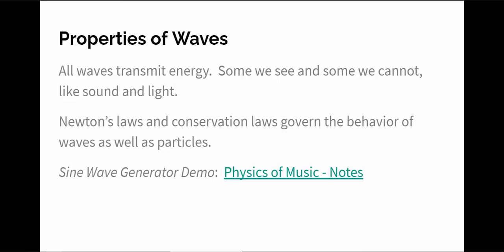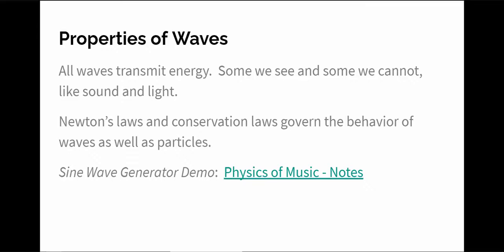So, the whole point here is that all waves transmit energy. That is the point, is they're trying to get energy from point A to point B. Right? That is the point. Some you can see, some you can't. For example, sound and light, they're very common. But don't forget other waves, like ocean waves, water waves in general.